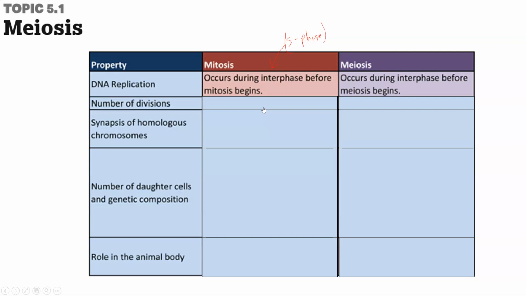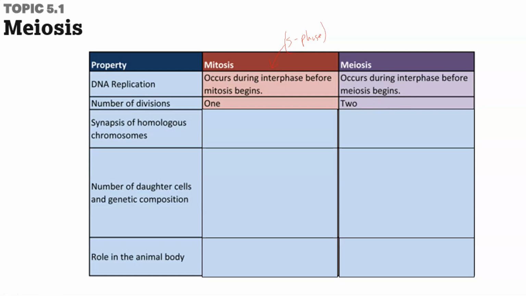How many times does your cell divide in the process of mitosis? Well, one time for mitosis. The process of mitosis is one division. If you notice, you start with one cell, end with two, meaning that that cell has divided one time. In meiosis, there are two divisions.